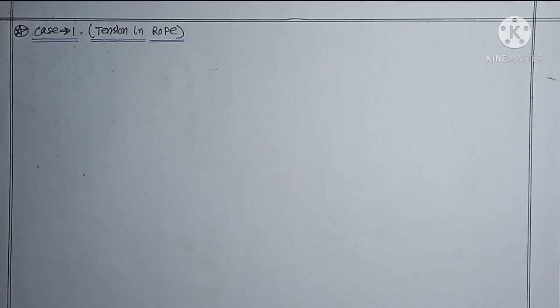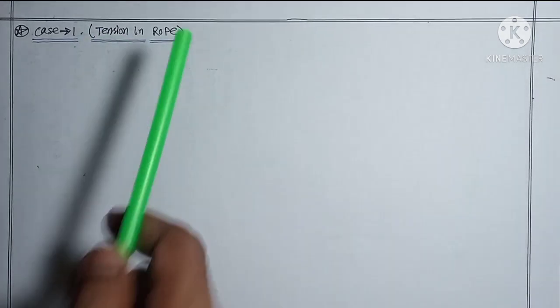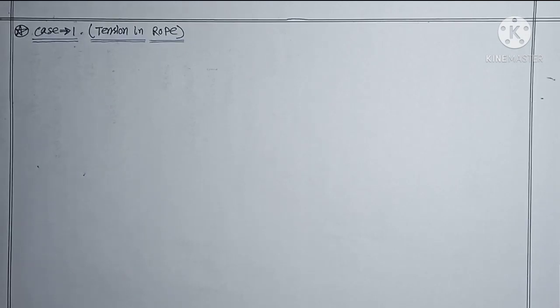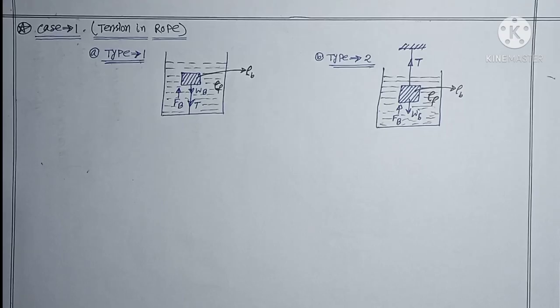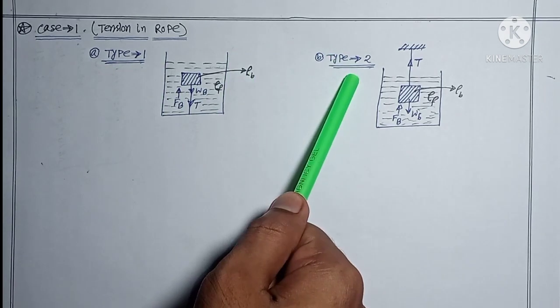Today in this video I will discuss a special case, which is tension in rope, from the chapter buoyancy and flotation. So let's go to the point of discussion. Now this case, tension in rope, we can discuss by classifying it into two types, type 1 and type 2.